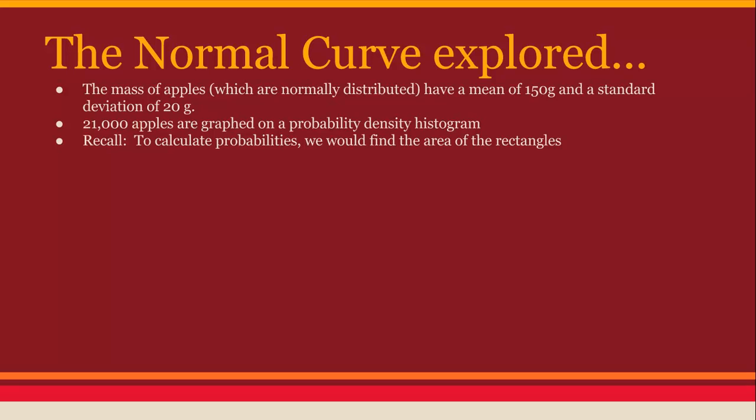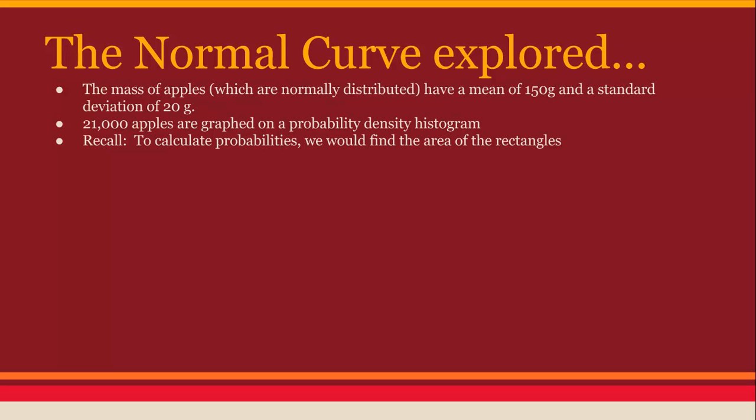The normal distribution curve. So what we do here is we take the mass of apples, and apples is something that's naturally produced. Whether they're naturally produced with a bigger average or a smaller average, depending on what part of the world you're in, if we have a batch of apples, let's say the average is 150 grams and the standard deviation is 20 grams.